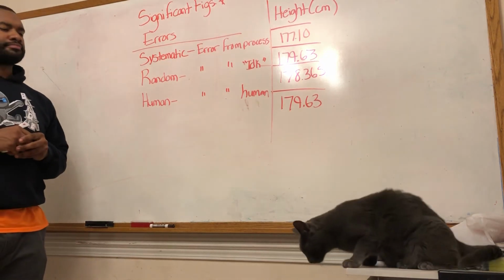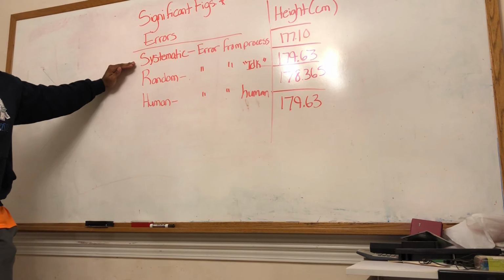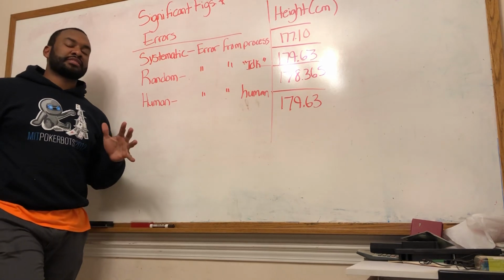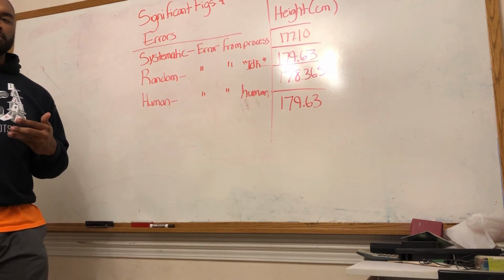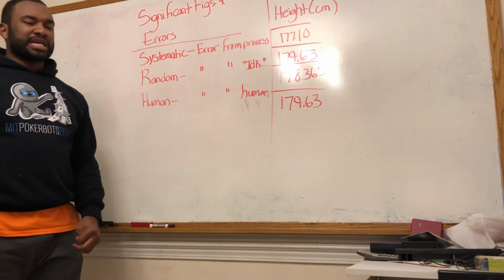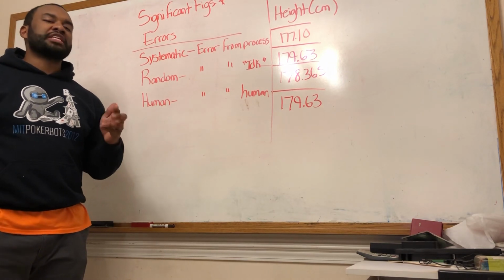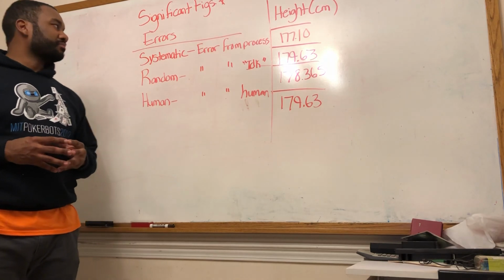Alright, so basically the systematic error comes from errors from the process. Long story short, you don't want to have a process that is extremely long. So for example, if a process has 7 steps, there's more error associated with that process than from a process that has 4 steps.